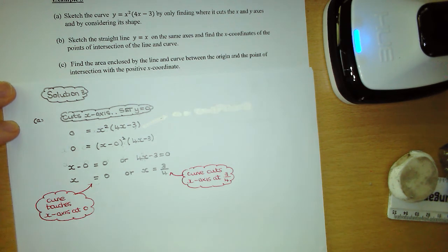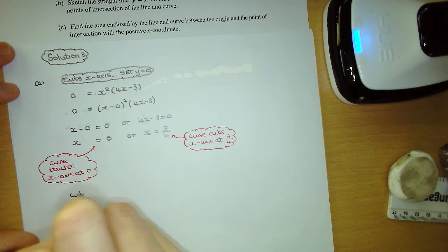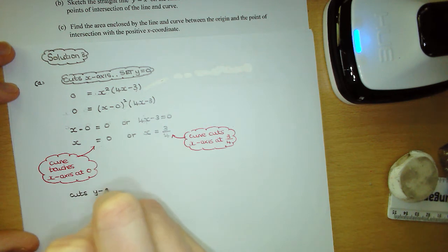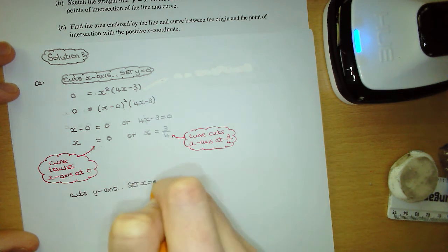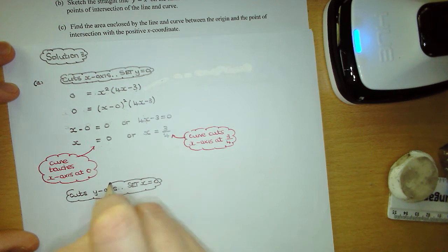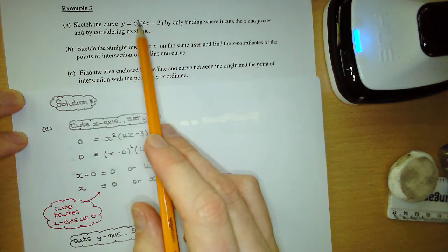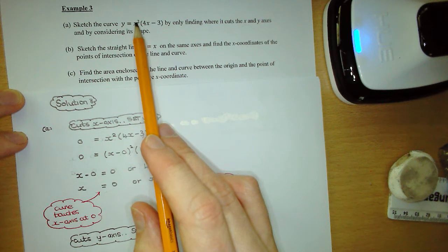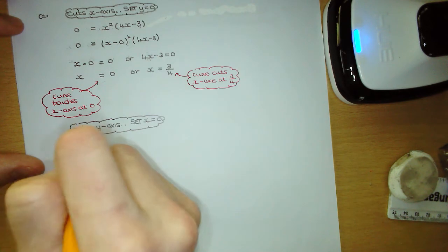Okay, let's get where it cuts the y-axis. We're going to set x equal to 0. So go back to the equation, replace x with 0. So we're going to have 0 squared times 0 minus 3. So it's all going to just be 0. So y is just equal to 0.